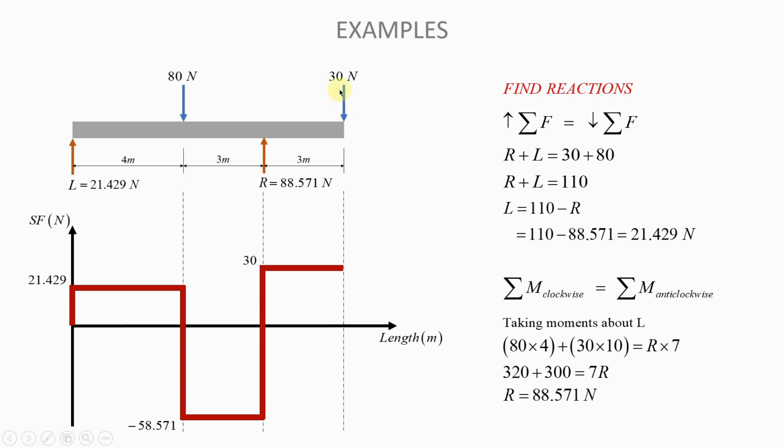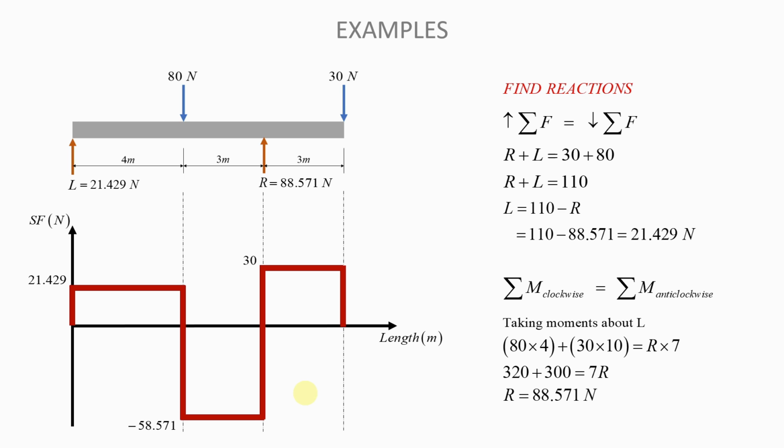And then finally, at the end of the beam, you have a point load that is going down. So from 30, you need to go down by 30. So 30 minus 30, you end at 0. And this is a good sign because for equilibrium, you want your shear force diagram to begin at 0 and also to end at 0. Once you've done that, you have drawn the shear force diagram for this particular case.